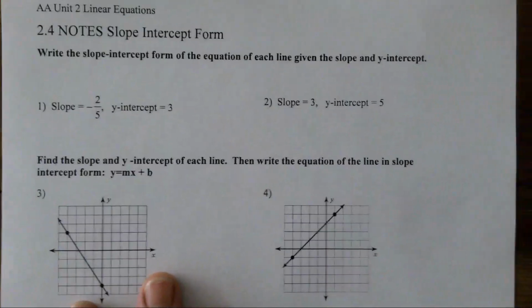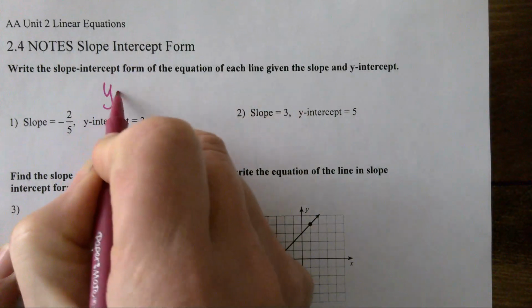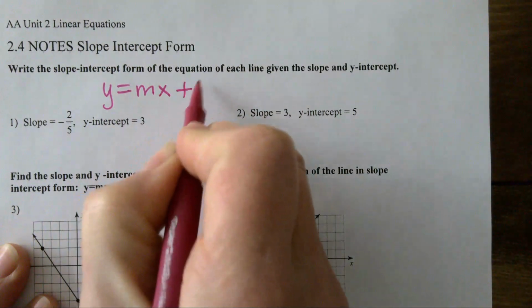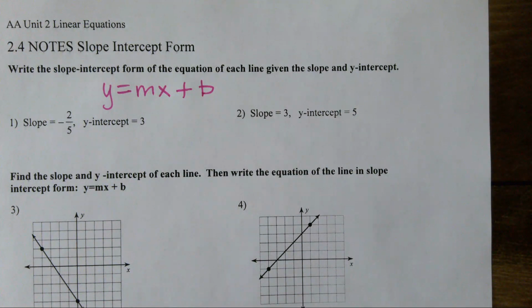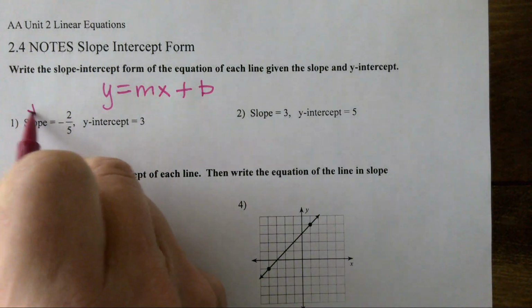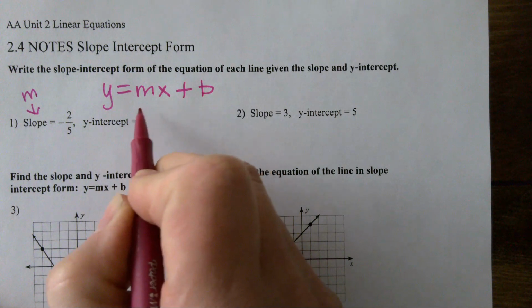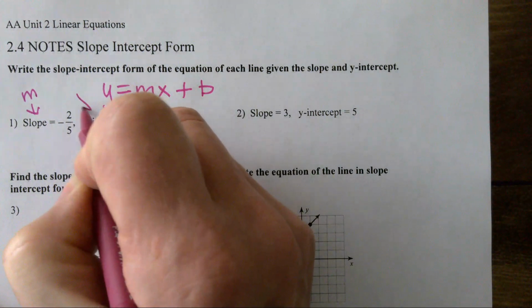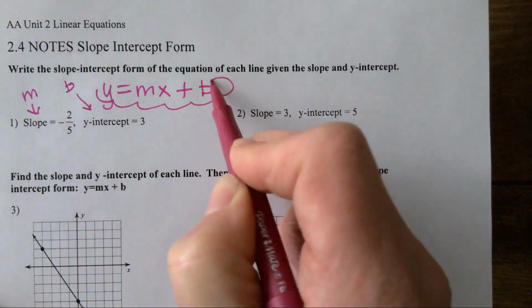There we go. Slope-intercept form. Maybe you remember from previous classes what slope-intercept form looks like. It is y equals mx plus b. Does that look familiar? Yes. Okay. So slope is the m, and the y-intercept is the b. And then this is the form that we put it in.